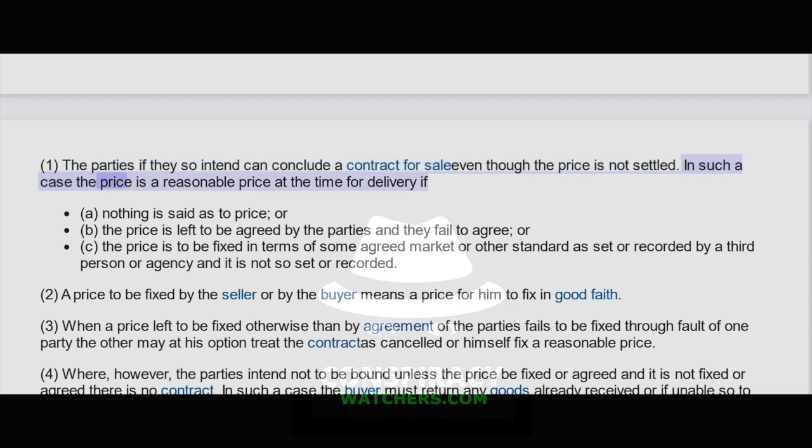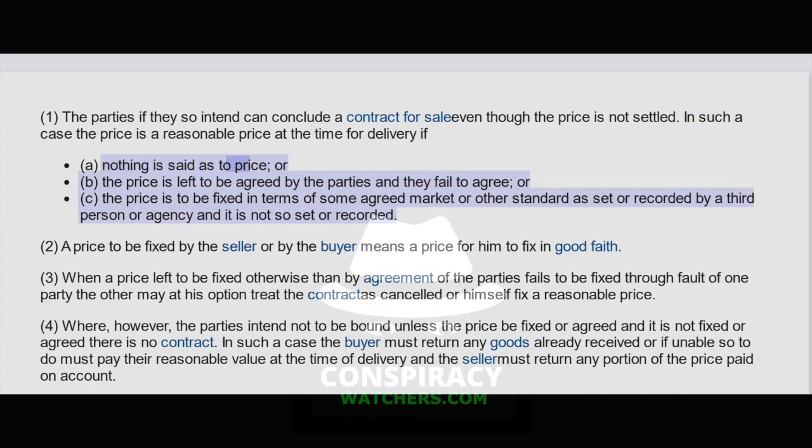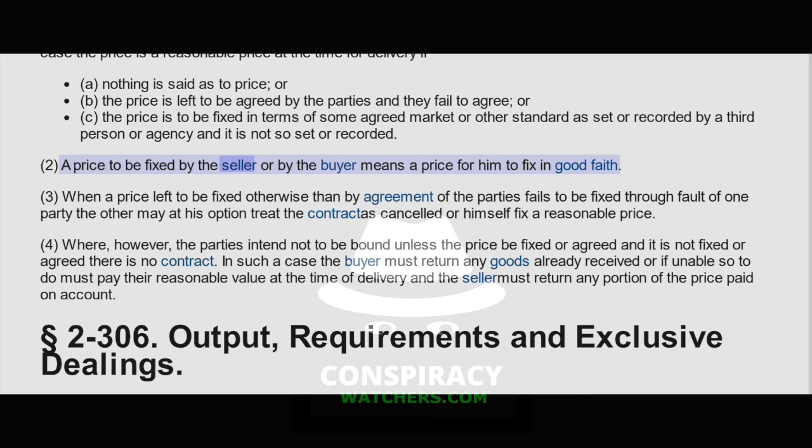In such a case, the price is a reasonable price at the time for delivery. If nothing is said as to price, or the price is left to be agreed by the parties and they fail to agree, or the price is to be fixed in terms of some agreed market or other standard as set or recorded by a third person or agency, and it is not so set or recorded, a price to be fixed by the seller or by the buyer means a price for him to fix in good faith.